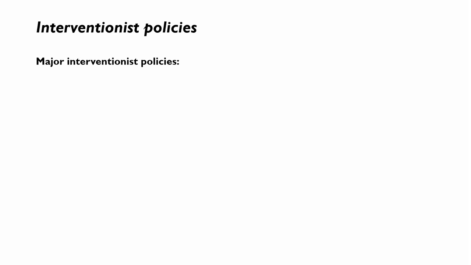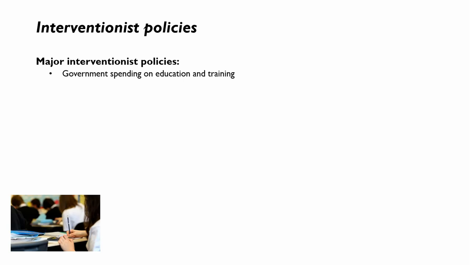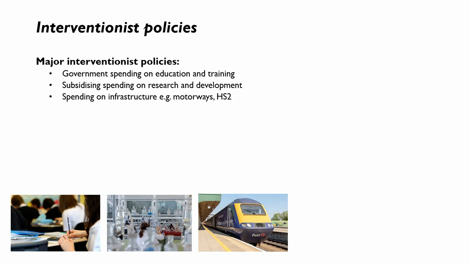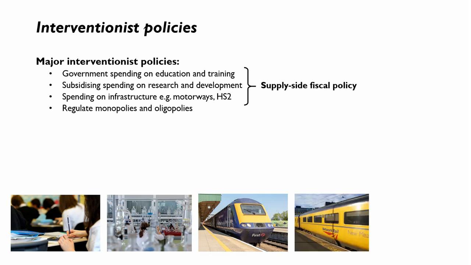Let's start by looking at these interventionist Keynesian policies. We're thinking things like government spending on education and training, subsidising research and development, spending on big infrastructure projects, motorways, railways. Now, all of these we call supply side fiscal policy because they all concern the government spending money. We spoke briefly in our look at fiscal policy about ways fiscal policy can impact on aggregate supply. Here are some really concrete ways.